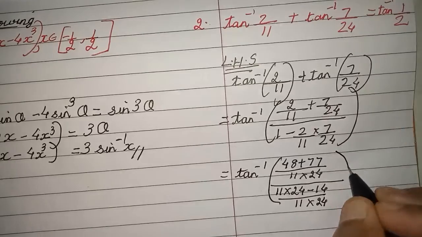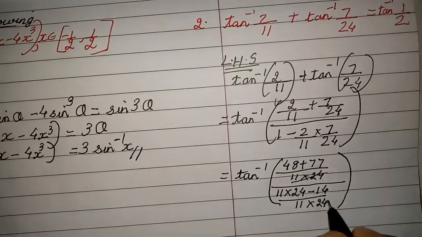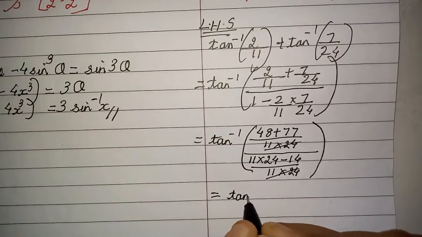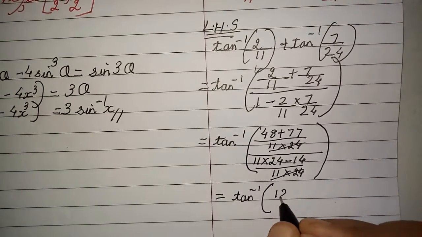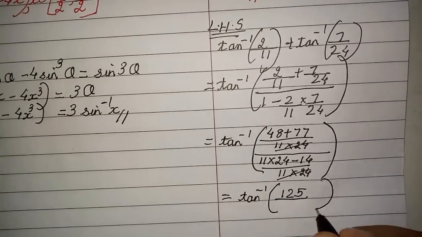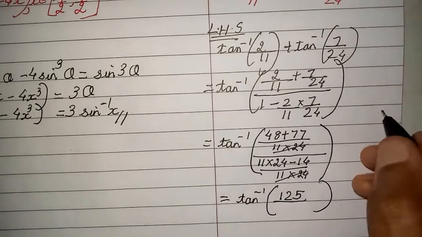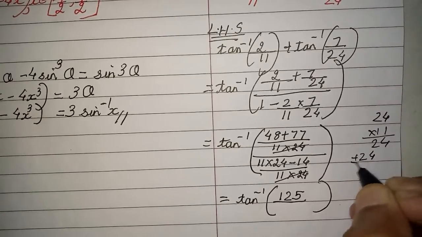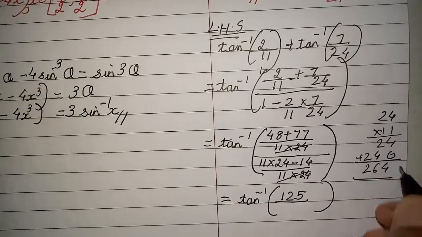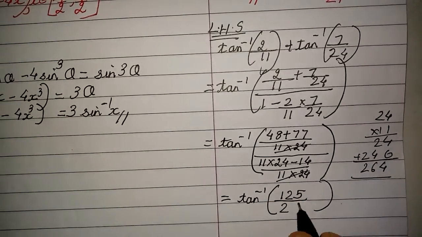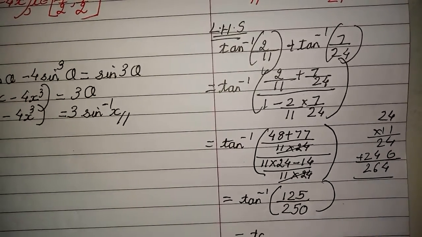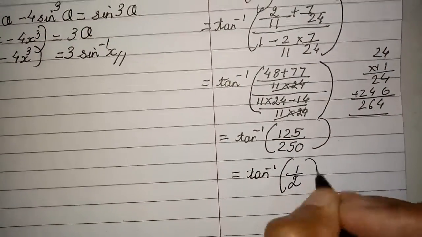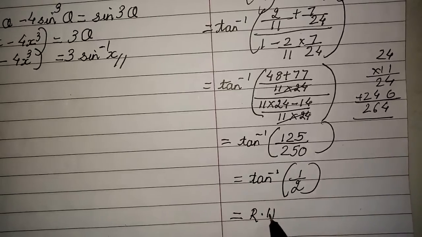Alright. So close the bracket. Denominator will get cancelled. Now you can add the numerator. So when I add the numerator, it will be 125. Now when I multiply this, 24 into 11 you can do here. 4, 2, 4, 2. So answer is 264. So it will be 264 minus 14 will be 250. Now 125 if you double it, you will get 250. So this is tan inverse of half. So that is nothing but right hand side.